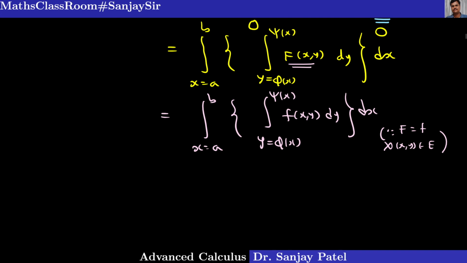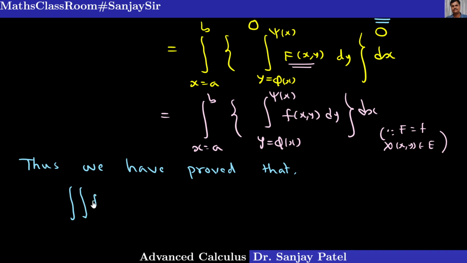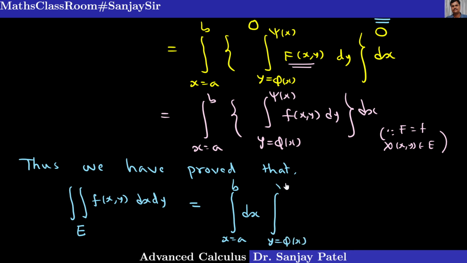So thus we have proved that the double integral of the function small f, dx dy, over the given closed and bounded region E is equal to this thing. But what is this? It is nothing but the repeated or iterated integral given by x from a to b dx and y from phi of x to psi of x, f of x comma y dy. Okay, so the theorem is proved.